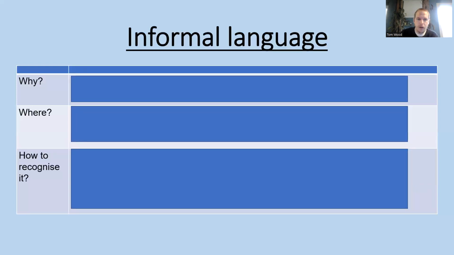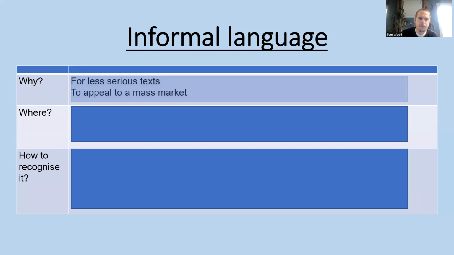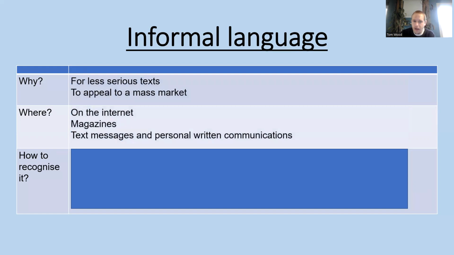So in regards to our informal language then, it's used for less serious texts and it appeals to more of the mass market. So we might see this in more tabloid publications, on the internet, in magazines, text messages, or personal written communications with friends or people of a similar social status as well. So it's the more common kind of language that we tend to use.